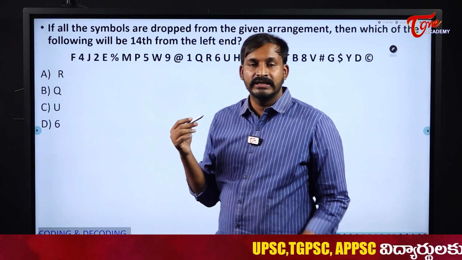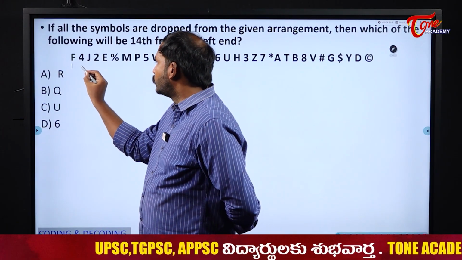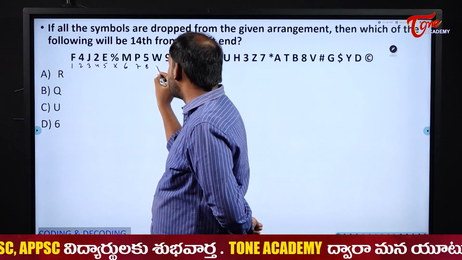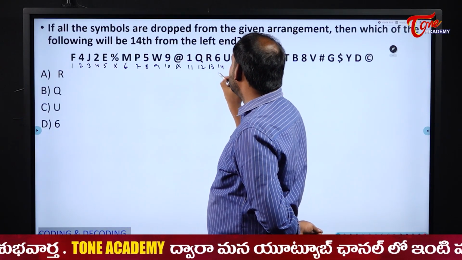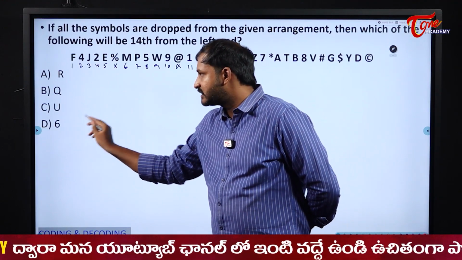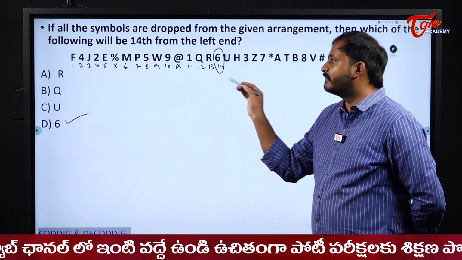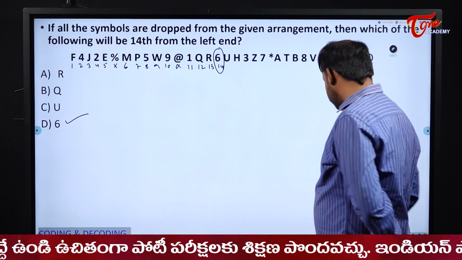Now just drop the symbols and count the remaining numbers. So 1, 2, 3, 4, 5. It is dropped 6, 7, 8, 9, 10. It is dropped 11, 12, 13, 14. What is the 14th from the left hand? It is 6. Just symbols are dropped here, students. So our answer here will become 6.